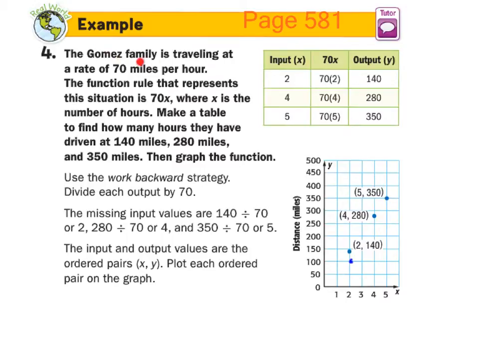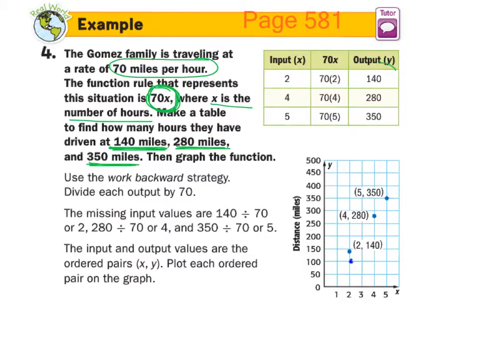So the Gomez family is traveling at a rate of 70 miles per hour. The function rule that represents this situation is 70 times x. So for every hour, x is going to be the number of hours. Make a table to show how many hours it would take them to drive 140 miles, 280 miles, and 350 miles, and then graph the function.